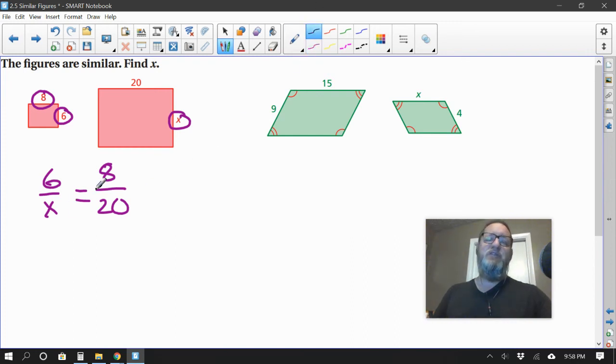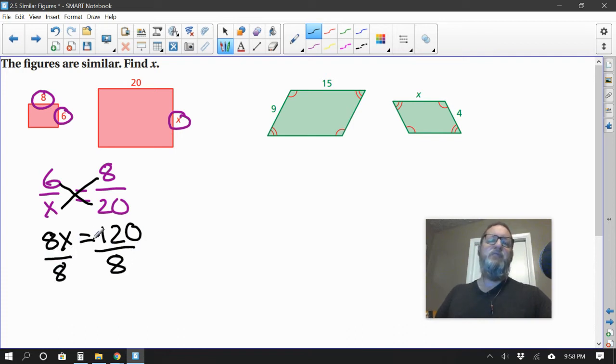Now, how do we solve something like this? Well, there's a variety of ways, but my favorite is, again, the cross products. Just stick with what we're already doing. So 8 times x is 8x. 6 times 20, well, that's 120. Okay, so now we divide by 8, divide by 8. Now, the reason for dividing by 8 is to get this x all by itself.